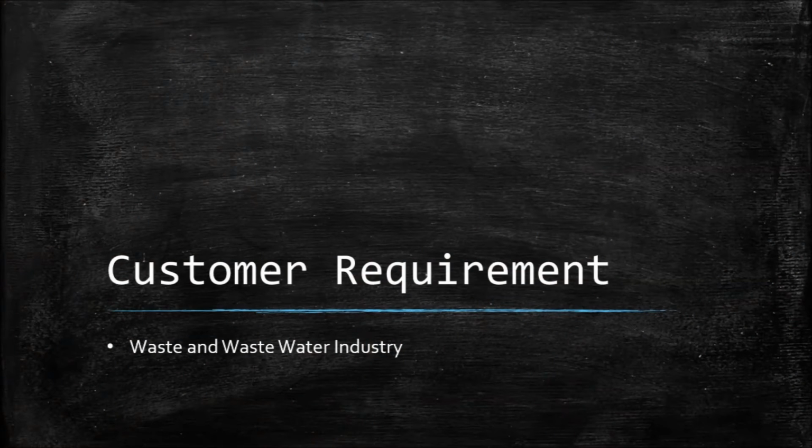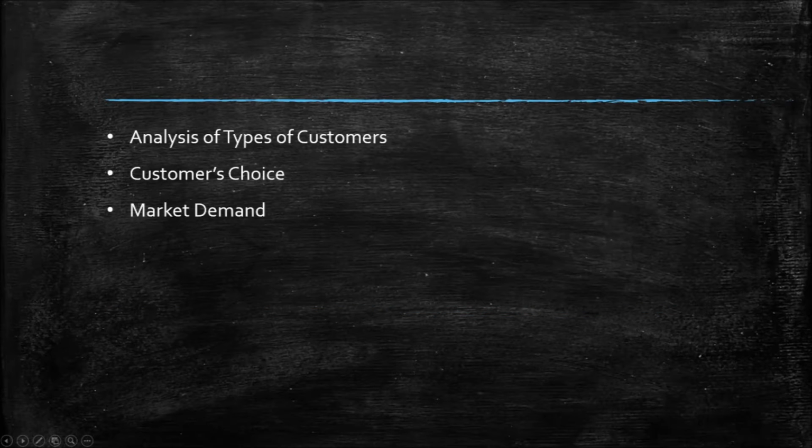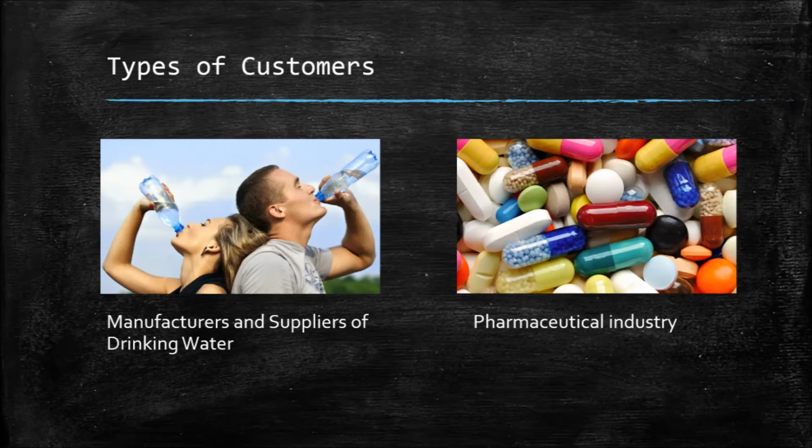The parts that I did in this report are, the first one is the customer requirement, where I analyze the type of customers, the customer's choice and also the market demand. The next part is the economic analysis. So, I will explain about the customer requirement in the water and wastewater industry. In this part, I will analyze the type of customers, customer's choice, and also market demand.